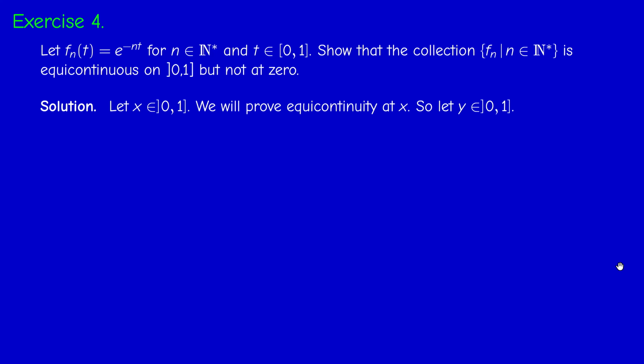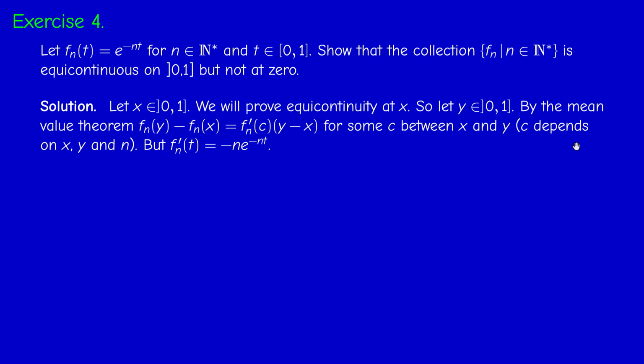So we have to prove that this collection Fn is equicontinuous at x. Here we have to distinguish between equicontinuity and uniform equicontinuity, and you will see that the eta will depend on x. So we don't have uniform equicontinuity here, because this set is not compact. So we take another point y in the semi-open interval (0, 1], and we apply the mean value theorem.